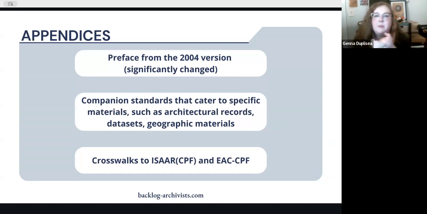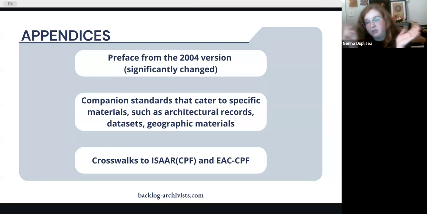There's an appendix for companion standards that cater to specific materials. So, architectural records, data sets, geographic materials. There are other standards that are related to DACS that are more genre specific, that if you have a really highly technical, highly specified collection, you might also refer to some of these other standards.